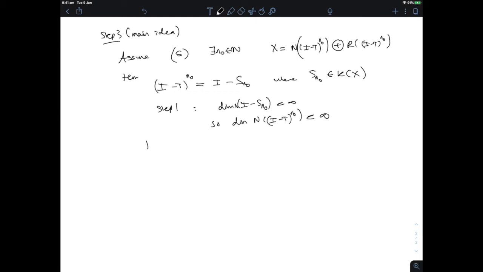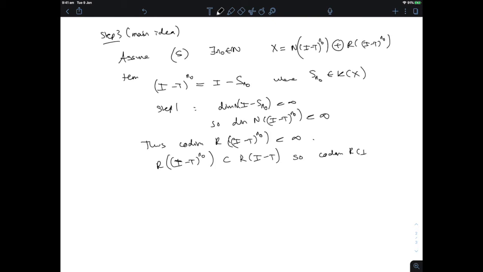And that gives us that the codimension of the range of identity minus T to the power n naught has to be finite. Yes, but identity minus T to the power n naught, the range of that is certainly included in the range of I minus T. So we get that the codimension of the range of I minus T has to be finite.